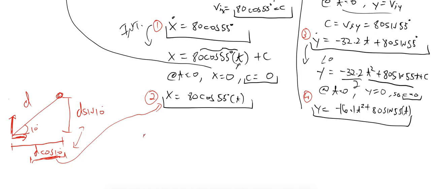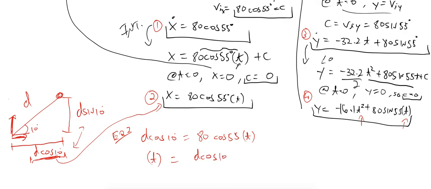So if we do that, d cosine 10, so equation 2, d cosine 10 is equal to 80 cosine 55 times t. If we solve for time, why am I solving for time? Because look, I have time here. So it's convenient and I want to solve for d, right? So t is equal to d cosine 10 over 80 cosine of 55, right?